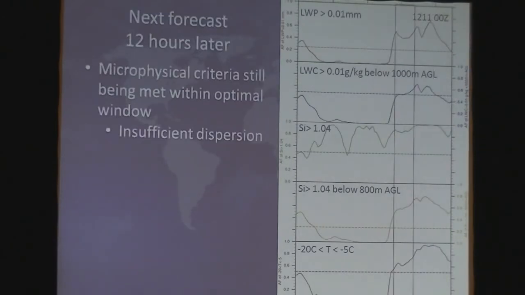If we move forward 12 hours, that 8 to 13Z window is moved forward a little bit, and you can see, once again, the microphysical criteria are still being met. So this model is doing a very good job of being consistently good at forecasting this event. However, there still wasn't sufficient dispersion for our algorithm, so it still didn't call a case.